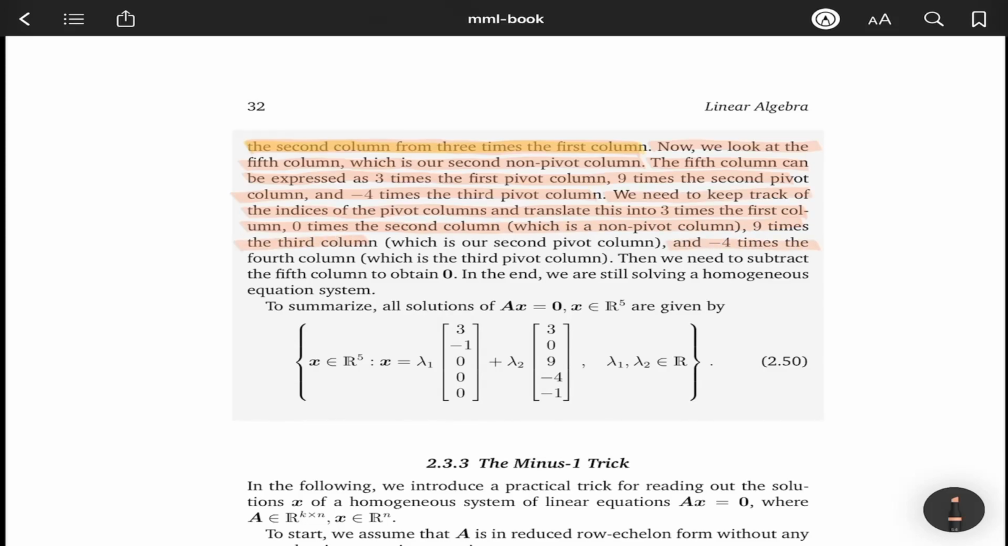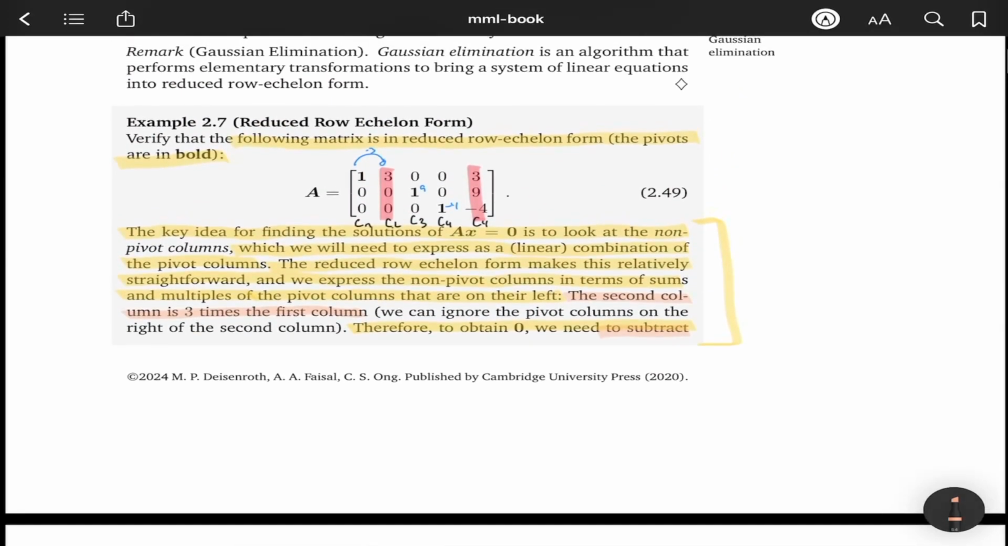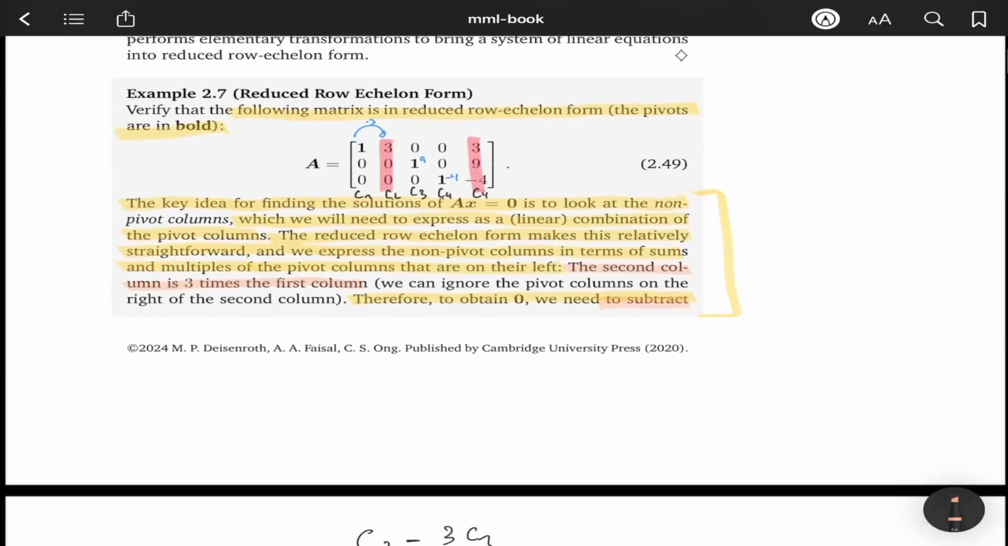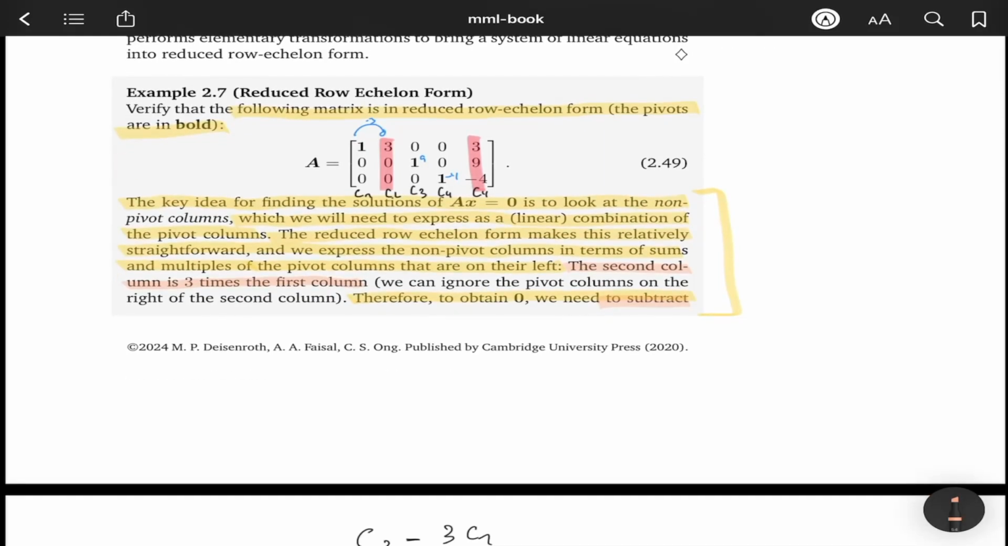Oh, and minus 4 times the fourth column. I'm not understanding, I'm having a problem here. Okay, so we have already this matrix, which is in reduced echelon form. We have 3 pivot columns.